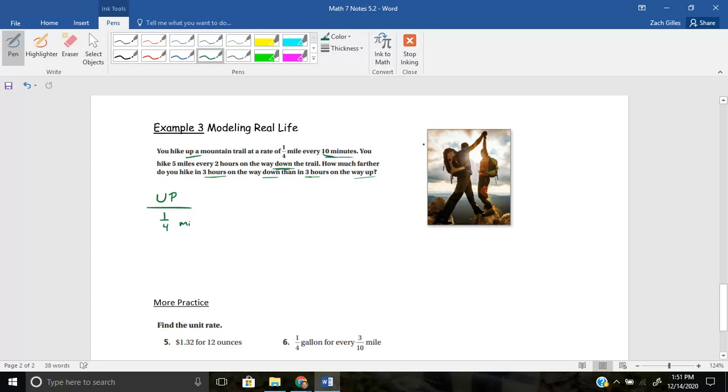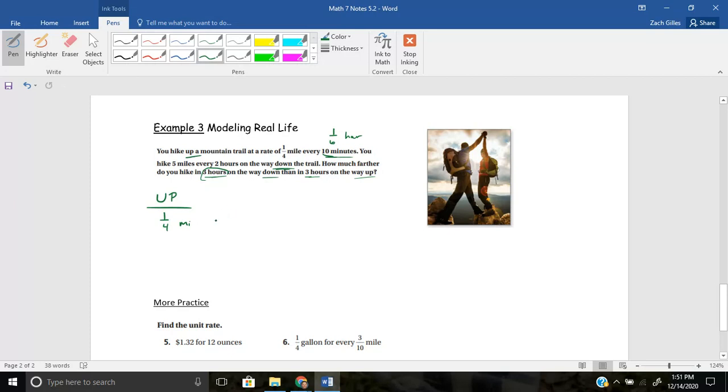Right, in 10 minutes. Now, I'm going to think about that as a fraction in terms of hours, because it's talking about hours here. So how much is 10 minutes compared to an hour? Well, if there were 6 10-minute sections, it would give me 60 minutes, which is 1 hour. So 10 minutes would be 1/6 of an hour, right? If I multiply this by 6, it'd be 1 hour.